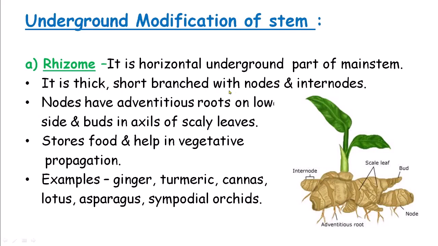We have seen that the stem has the nodes and internodes. Here it is swollen. The nodes have the adventitious roots on the lower side and the buds in the axils of the scaly leaves. And it helps in the storage of the food and vegetative propagation. Examples of the rhizomes are the ginger, turmeric, cannas, lotus, asparagus and sympodial orchids.